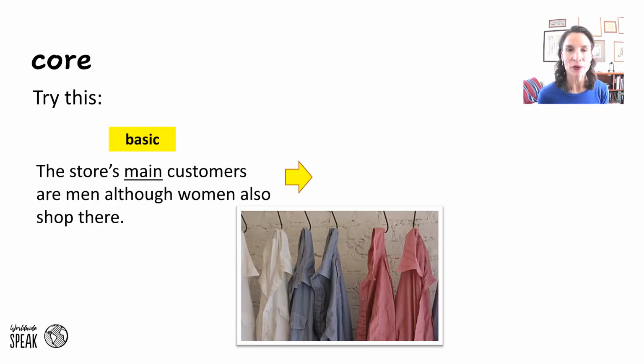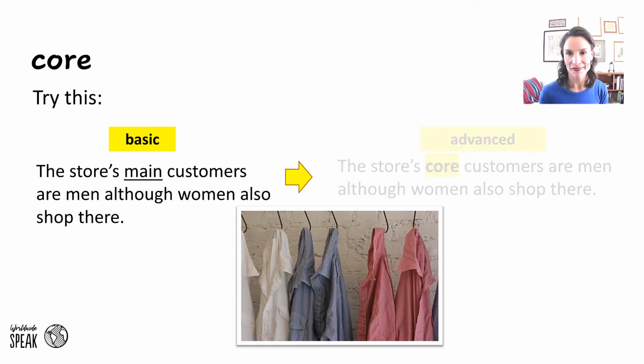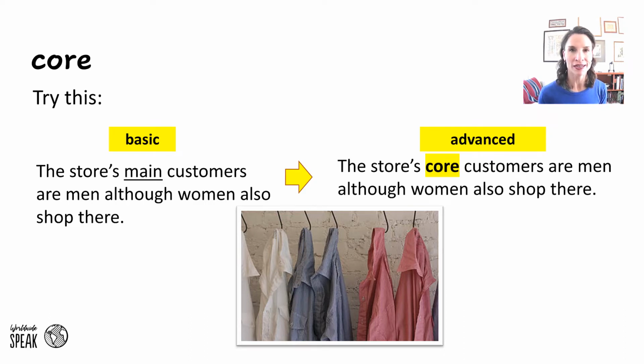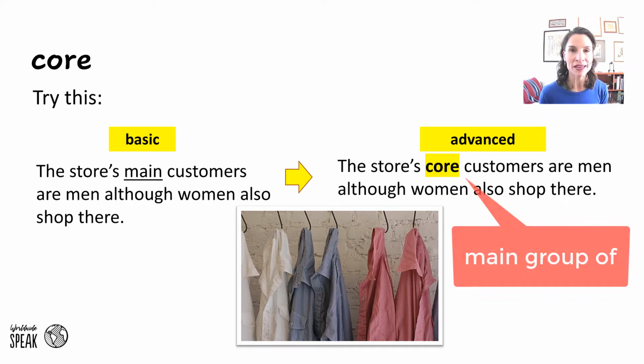So let's try this. We have a sentence which is correct, but we're going to rewrite it using the word core to make it more advanced. The store's main customers are men, although women also shop there. The store's core customers are men, although women also shop there. So the main group of customers at this store is men.